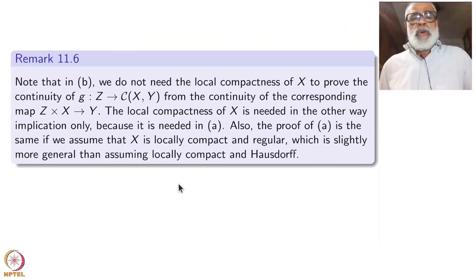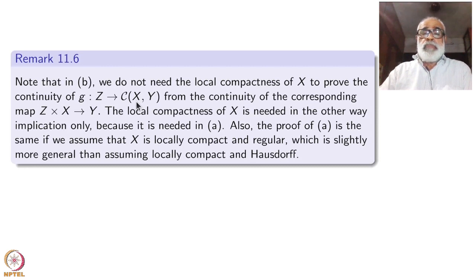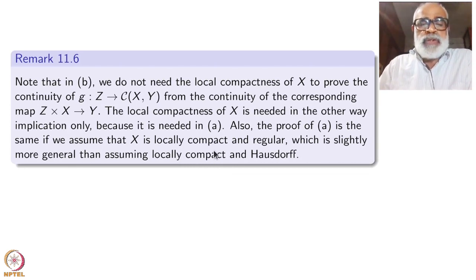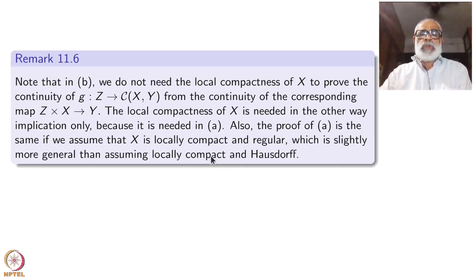Okay, here is a remark. Note that in B, we do not need the local compactness of X to prove the continuity of G from Z to C(X, Y). This is needed in the proof of A. The local compactness of X is needed in the other way around implication only, because if you want to apply it the other way around, then you have to use A. Also, the proof of A is the same if we assume X is locally compact and regular, which is slightly more general than assuming locally compact Hausdorff, because we have seen that locally compact and Hausdorff implies regularity, but the other way may not be true. So we can also do with locally compact regular.